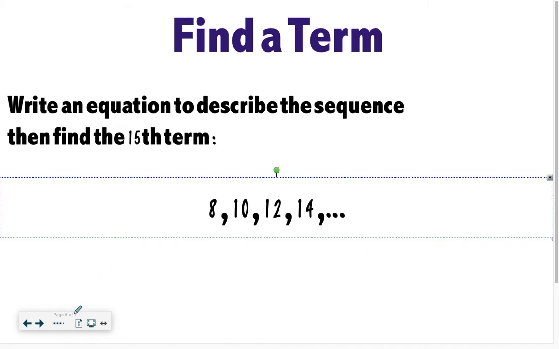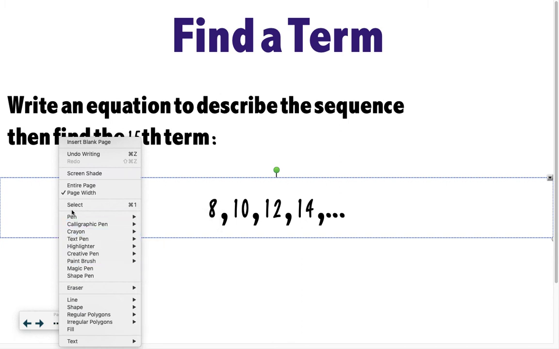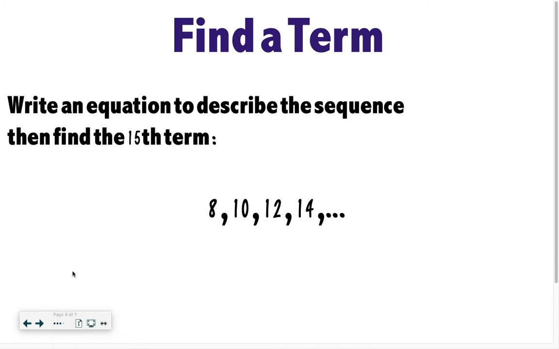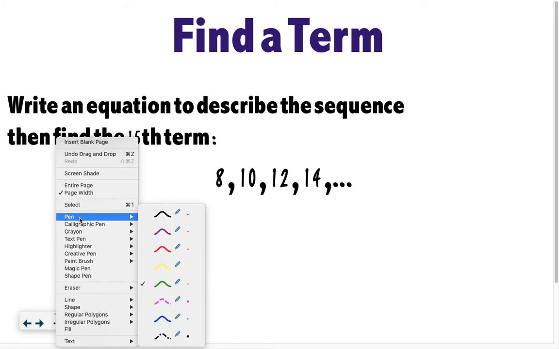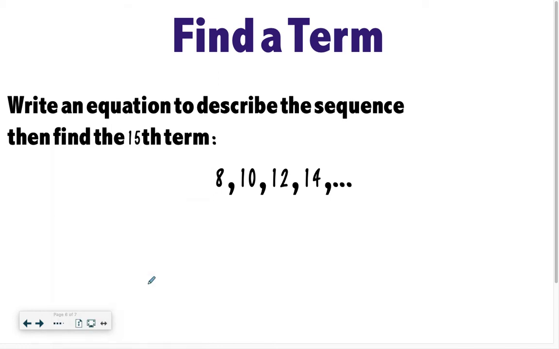All right, now for this one, I want you to try to figure out the equation on your own, and then I want you to find the 15th term as well. But right now, I just want you to start with the equation. And then before you do the 15th term, you're going to check back in, okay? So, step 1, find the equation to describe the sequence. Don't forget your 3 steps that we went through in the last example. Good luck.